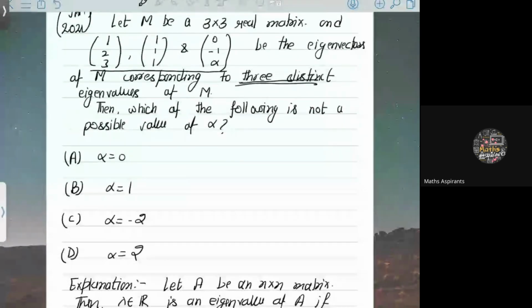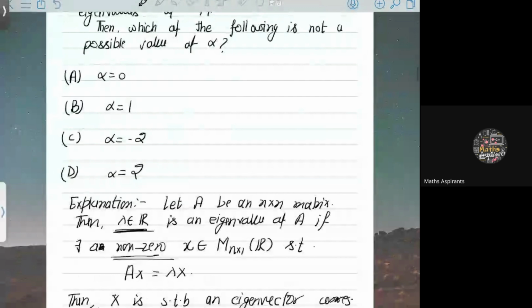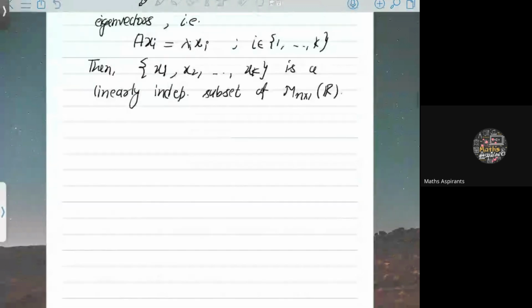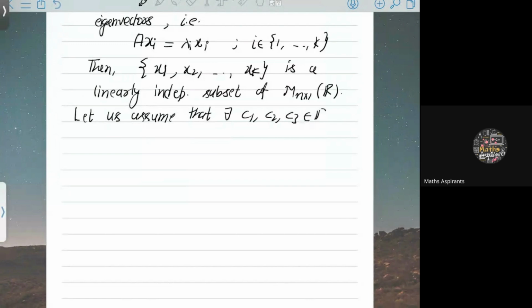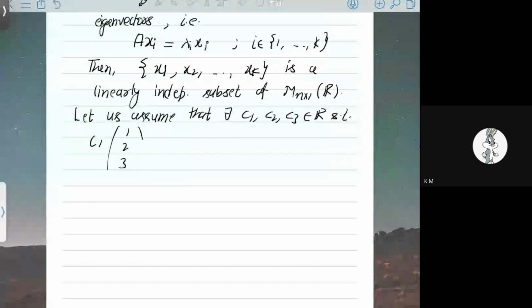Let us assume that there exist C1, C2, C3 in R. So can somebody tell me how can we check the linear independence of these three vectors? Anybody? C1 times... Shikha? Determinant, fine. Very good. Determinant.